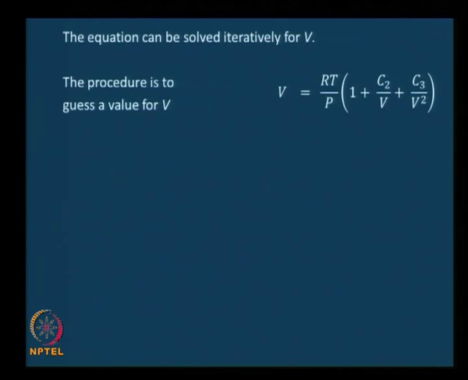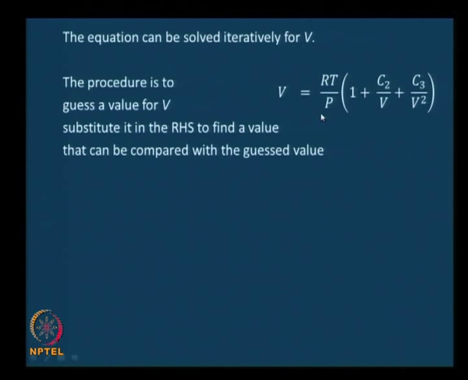First, guess a value for V. Substitute it into the right hand side to find a value, in terms of C2, C3 and RT by P. Guess a value for V, substitute it here to get a value, and compare that with the guessed value. Remember that V was something that we guessed to begin with the first time, and then we substituted the same V here to find this value, and now compare the right hand side with the left hand side.